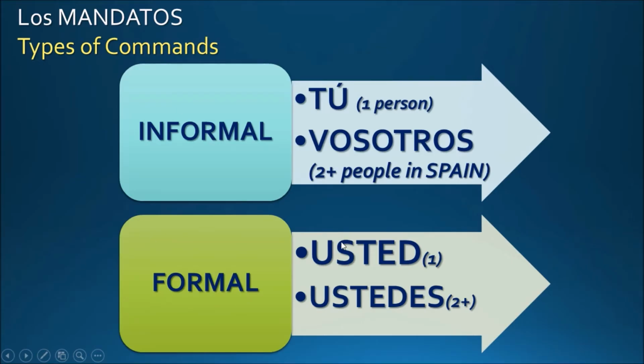So we'll use our usted command to tell one person in the formal usted register what to do, and ustedes 2 or more people. And the ustedes form is the main form that you're going to use in Latin America for making any command to 2 or more people, because vosotros is mainly just used in Spain.